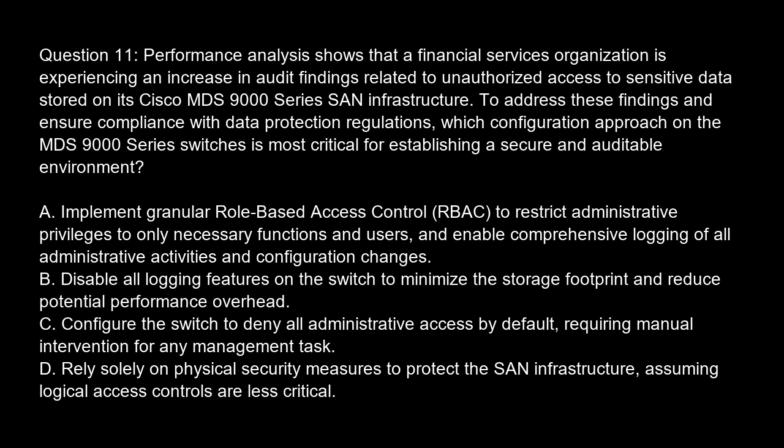Option A. Implement granular role-based access control (RBAC) to restrict administrative privileges to only necessary functions and users, and enable comprehensive logging of all administrative activities and configuration changes. Option B. Disable all logging features on the switch to minimize the storage footprint and reduce potential performance overhead. Option C. Configure the switch to deny all administrative access by default, requiring manual intervention for any management task. Option D. Rely solely on physical security measures to protect the SAN infrastructure, assuming logical access controls are less critical.